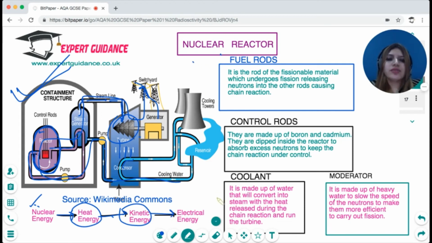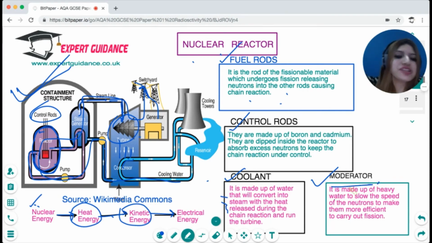Now, what are the components of a nuclear reactor? We have fuel rods, control rods, coolant, and a moderator. The fuel rod is a rod of fissionable material which undergoes fission, releasing neutrons into the other rods, causing the chain reaction. The control rods are made up of boron and cadmium. What do they do? They absorb the excess neutrons released by fission so that the chain reaction can be controlled. Then you have the coolant. The coolant is made up of water that will be converted into steam, and then that will run the turbine. And the moderator is the heavy water which we put into the reactor that tries to slow down the neutrons so that they can be more efficient in carrying out the fission.